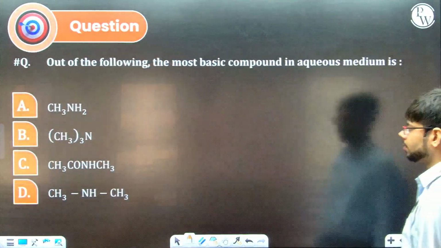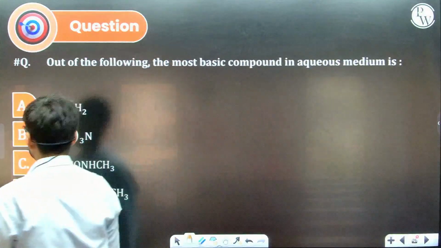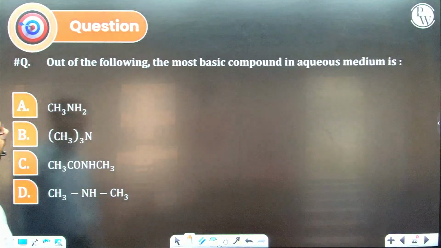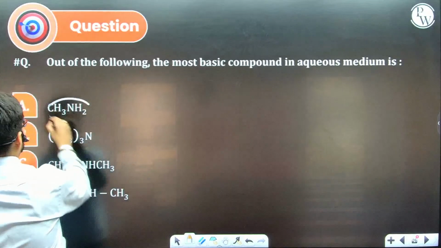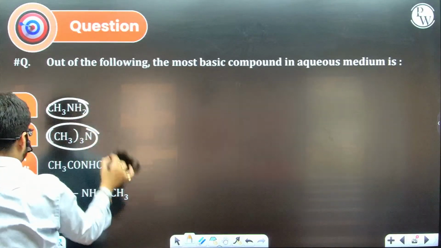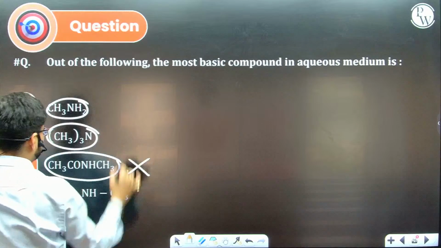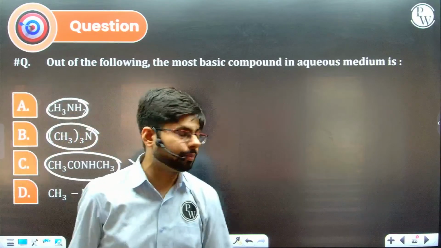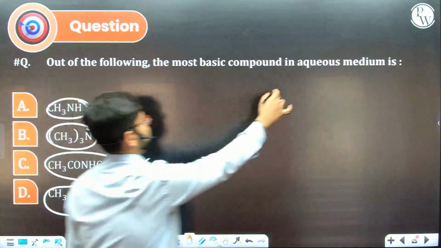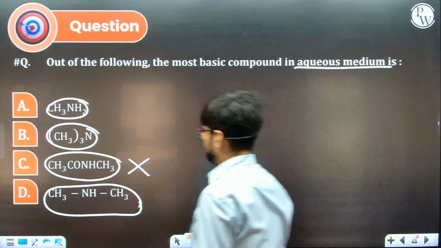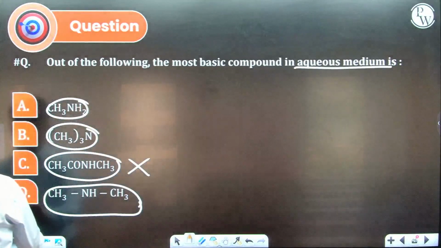Next question. The most basic compound in aqueous medium is. Now this is a 1 degree amine, this is a 3 degree amine, this is an amide, so this is out of discussion because amides are always less basic than amines. And this is a 2 degree amine. So in aqueous solution, 2 degree amines are the most basic. So D is the correct option.